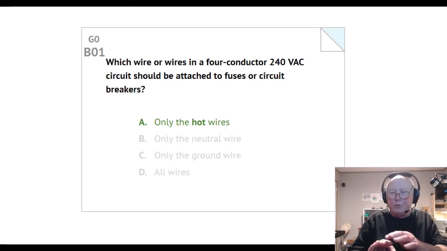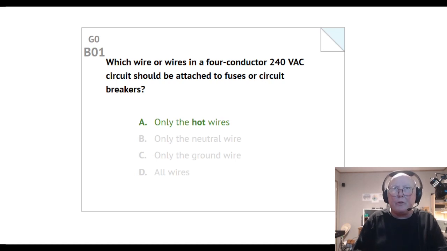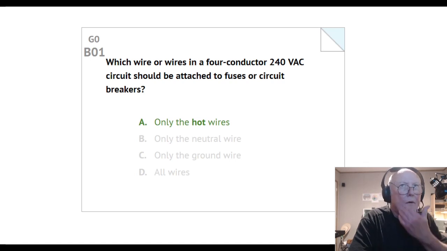So you've got two hot wires, and only the hot wires go to a breaker or a fuse. You don't have to do it to the neutral wire or the ground wire. Certainly not all wires. All right, only the hot wires.